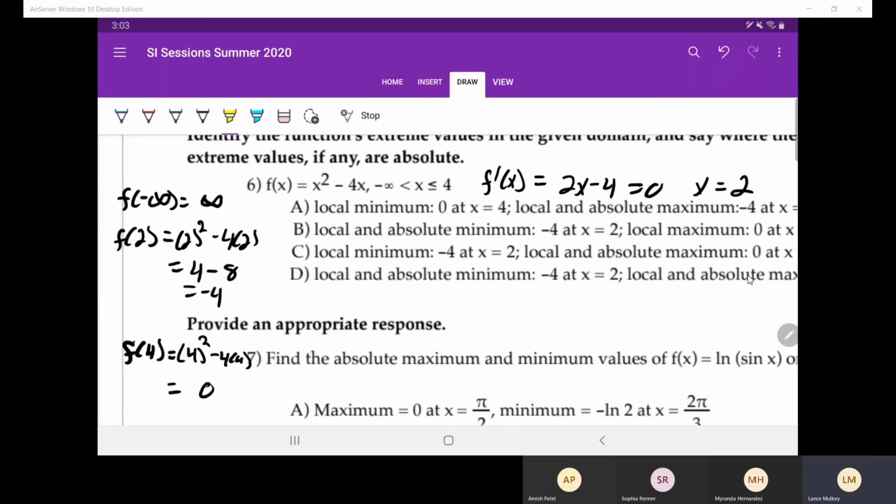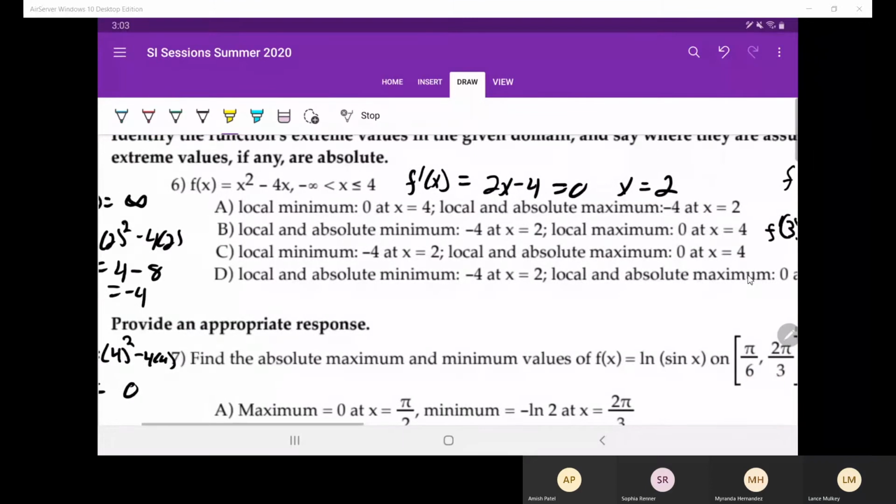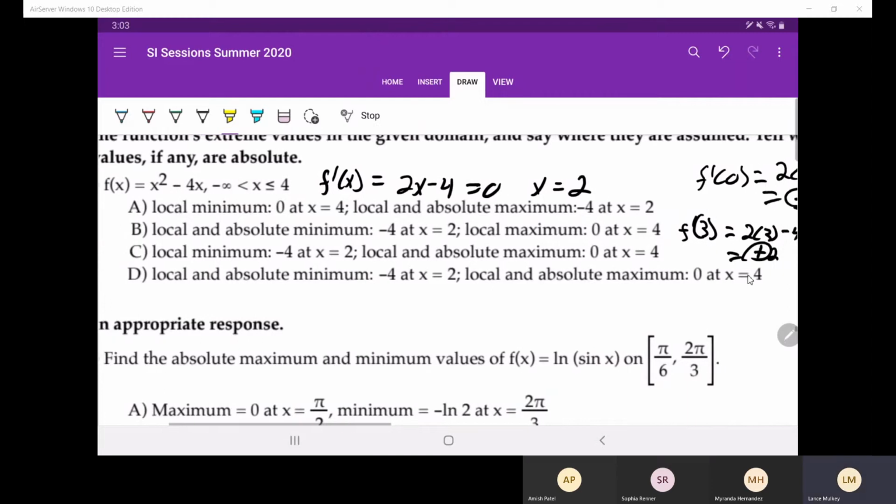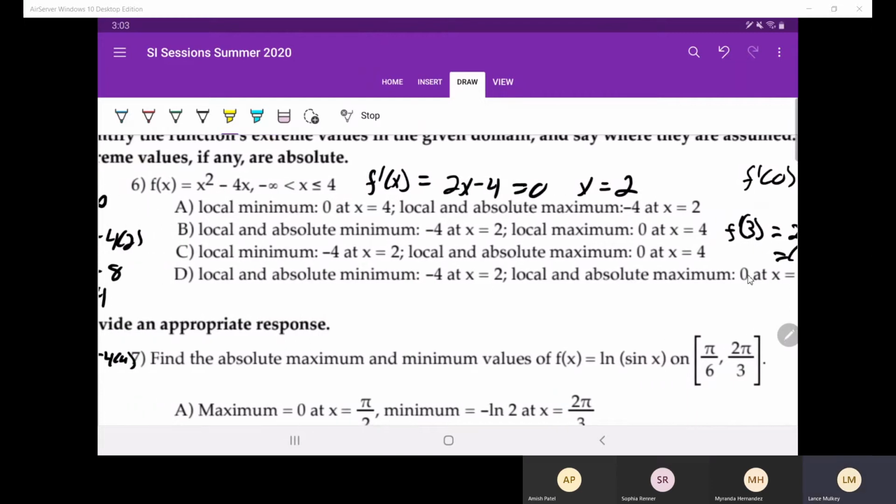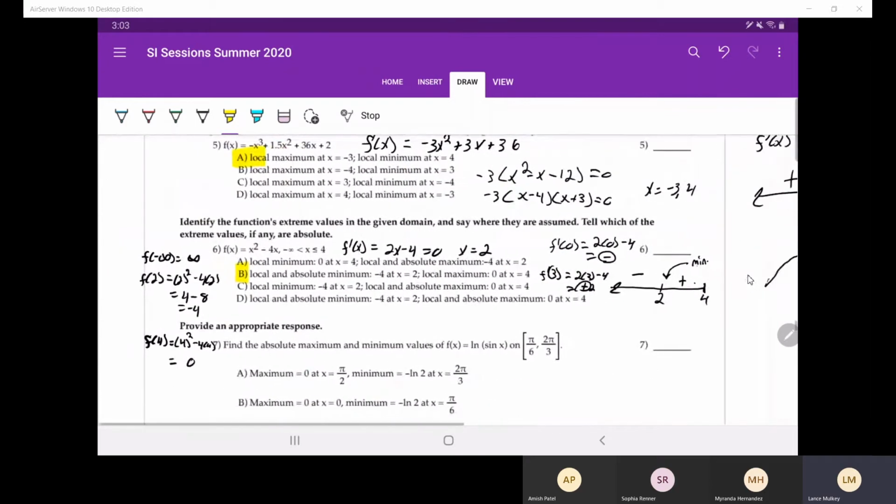So there is a local and absolute minimum of negative 4 at x equals 2. And I guess a local maximum of 0 at x equals 4, since that's the endpoint of the domain. I guess that's what they mean by that. It's not an absolute maximum, only a local maximum. Do you understand what I did there, kind of? I did my number line over here to the right, and then I plugged the endpoints of the domain and the critical points into the original equation. Any questions on how I did that?